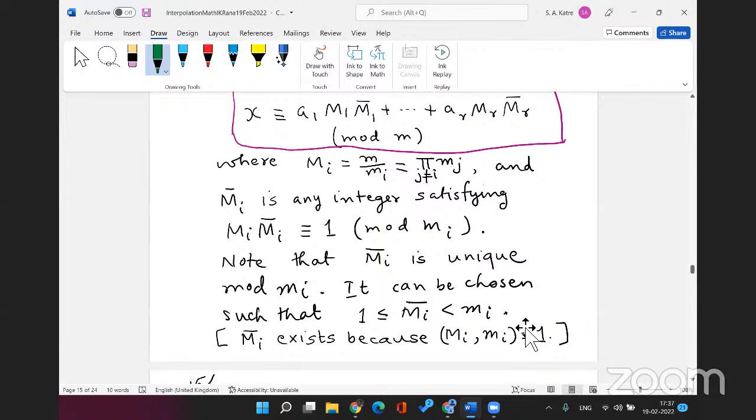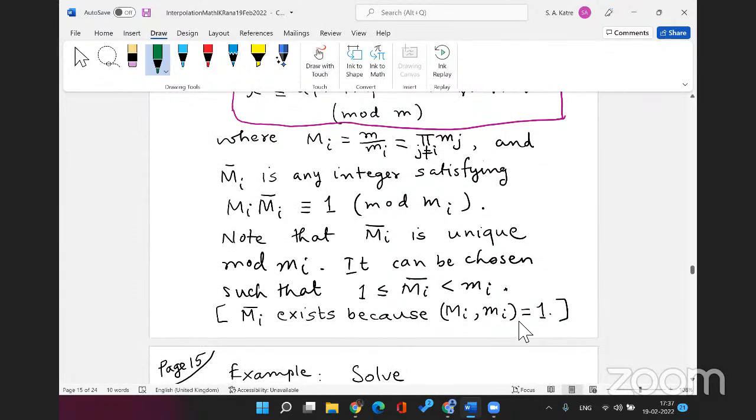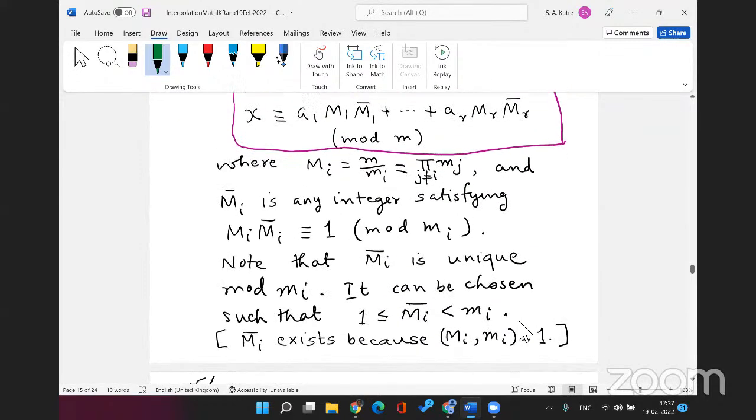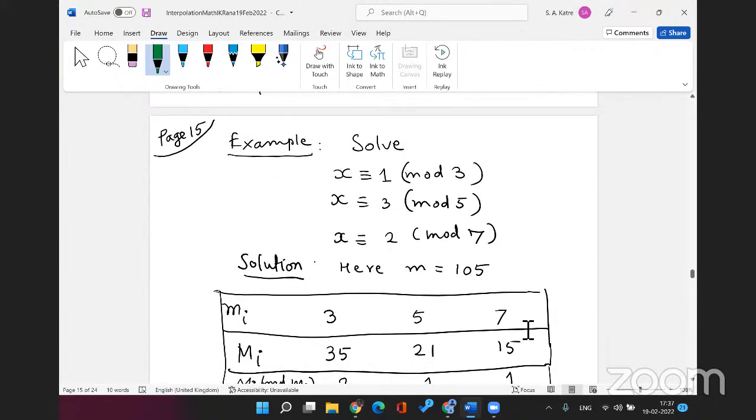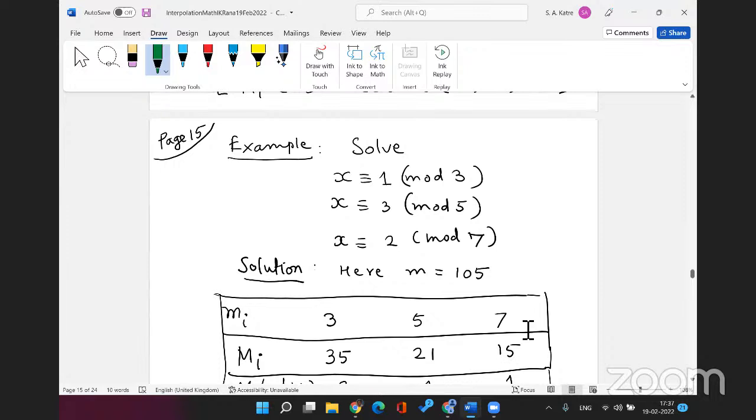And it is unique modulo small mi, meaning you can add mi, 2 times small mi, etc. in this. That is also an inverse because the modulus is mi. So if you add or subtract these multiples of mi, there is no problem. So let us just see an example for revision. Suppose you want to solve x congruent to 1 mod 3, 3 mod 5, 2 mod 7. Then these are numbers relatively prime in pairs and the product of them is 105.